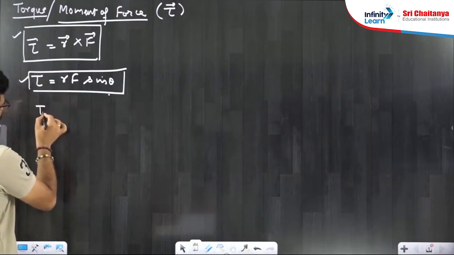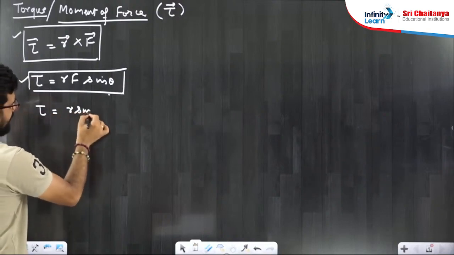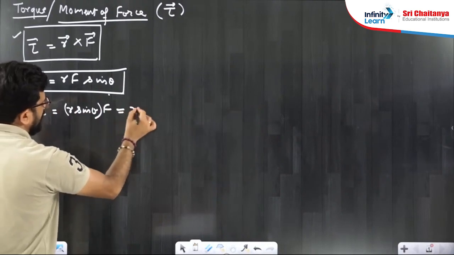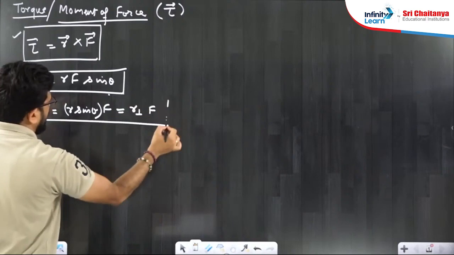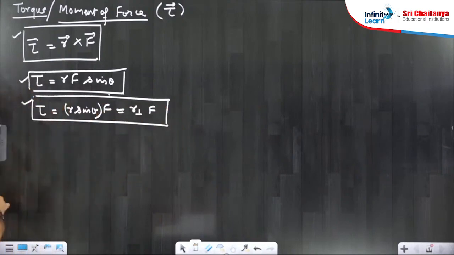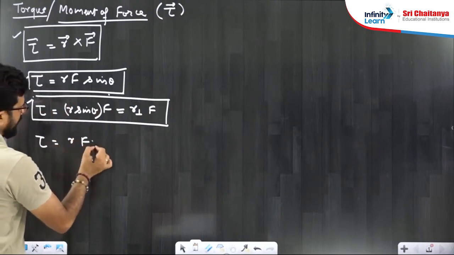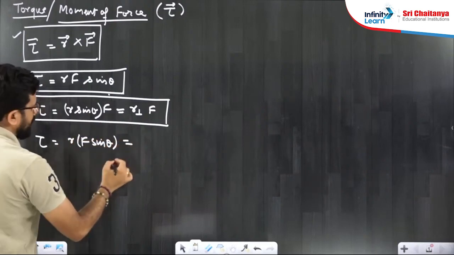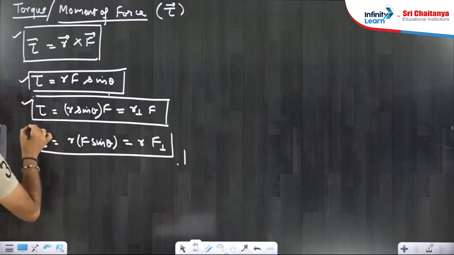Similarly, I can write like this also: tau is equal to r sin theta into f, or we can say r perpendicular into f. This is one of the important results for this term. Next, we can say tau also can be written as r into f sin theta, and that is equal to r into f perpendicular. We can write like this.